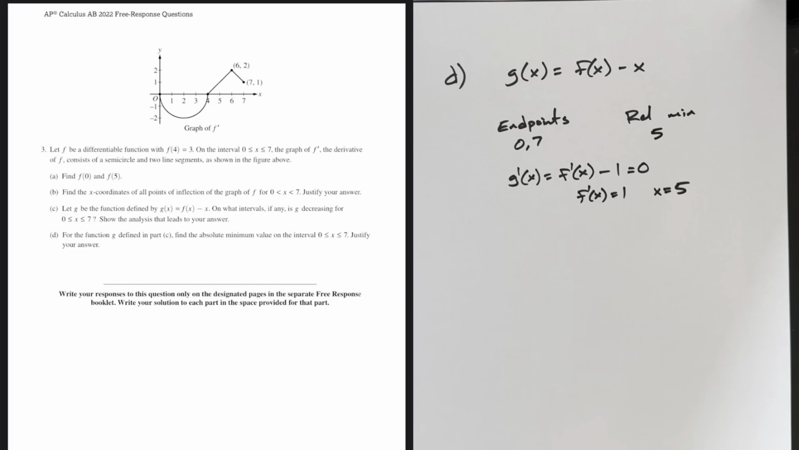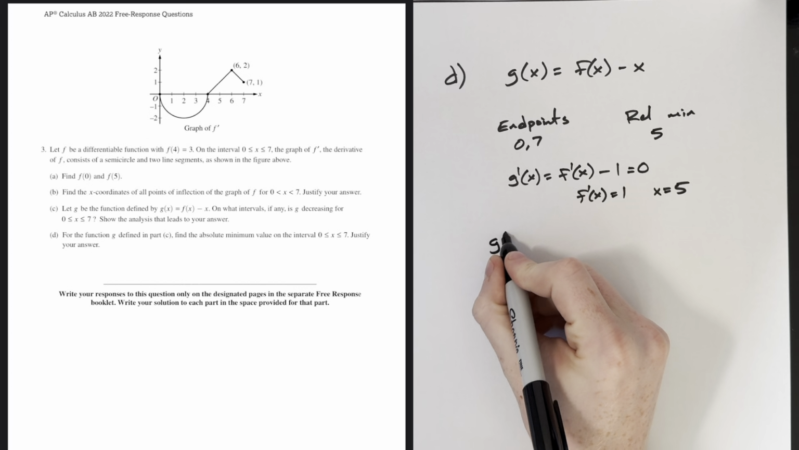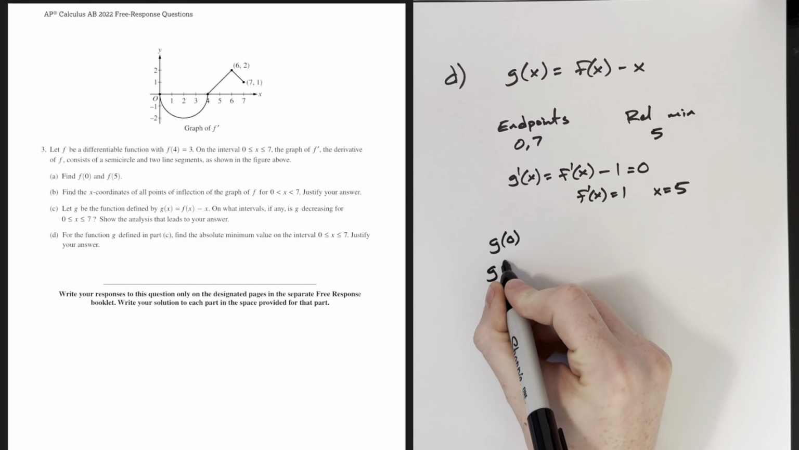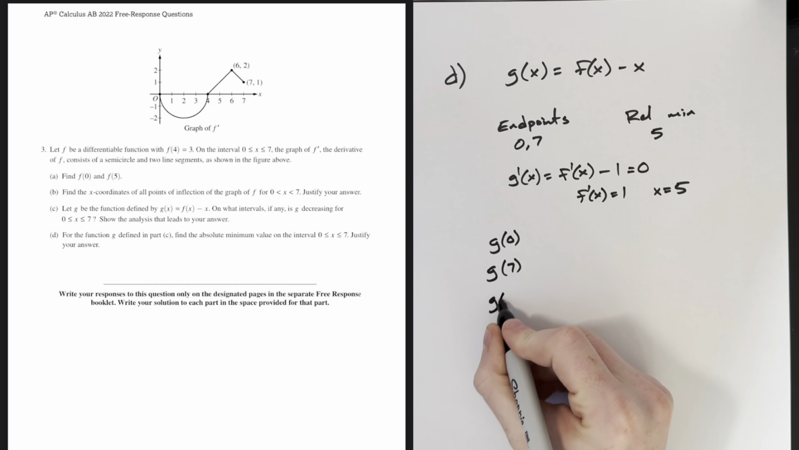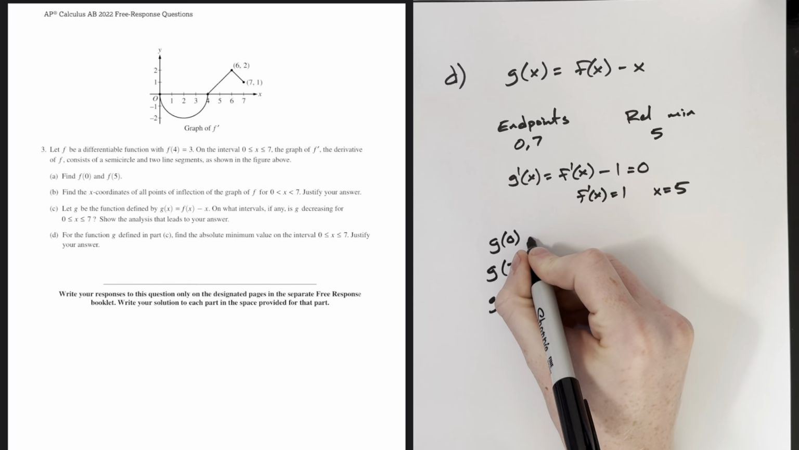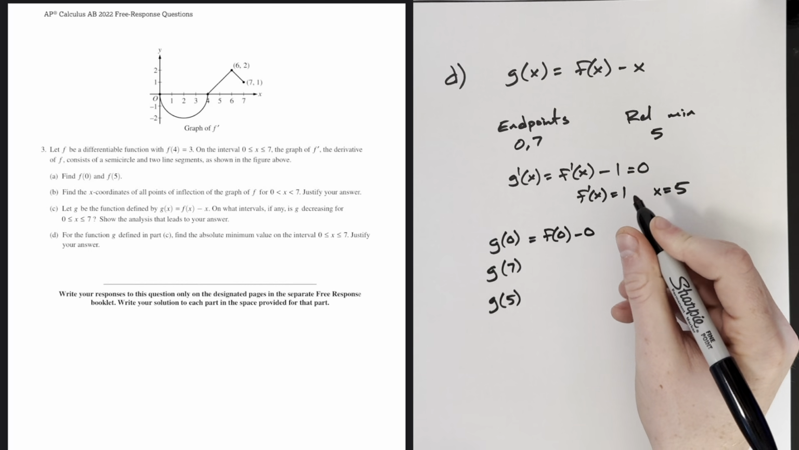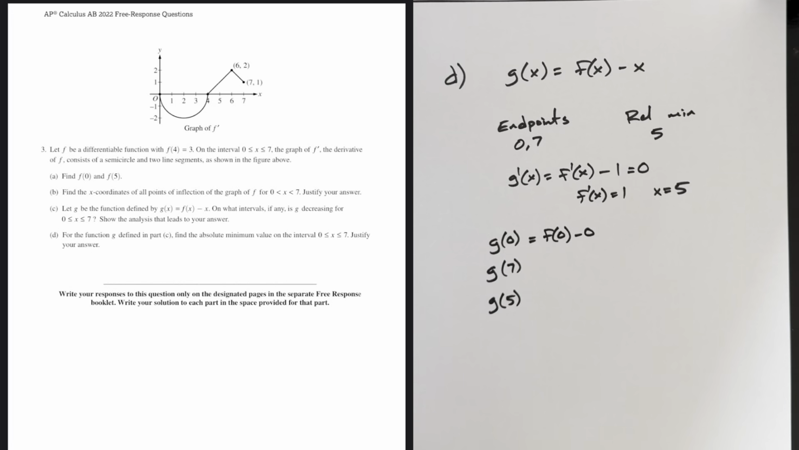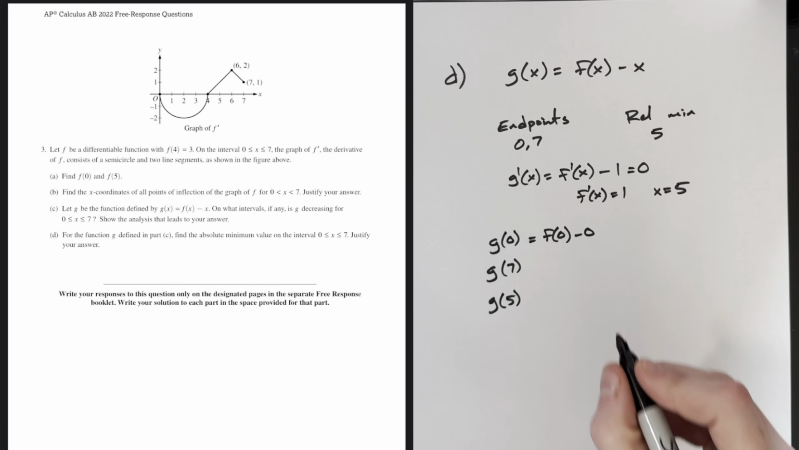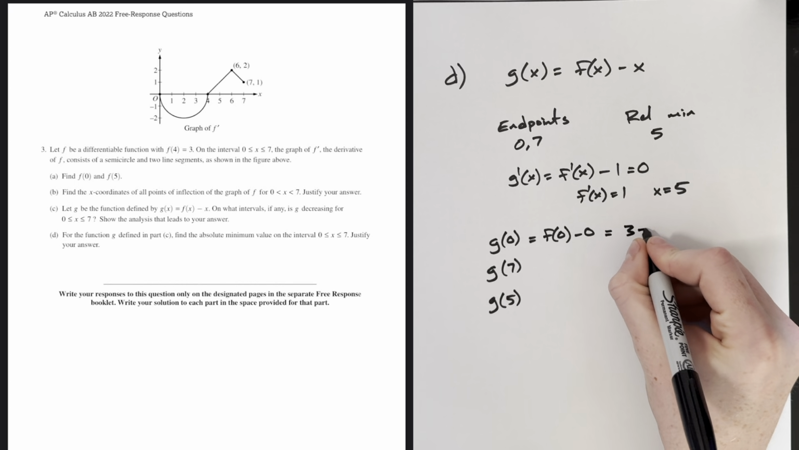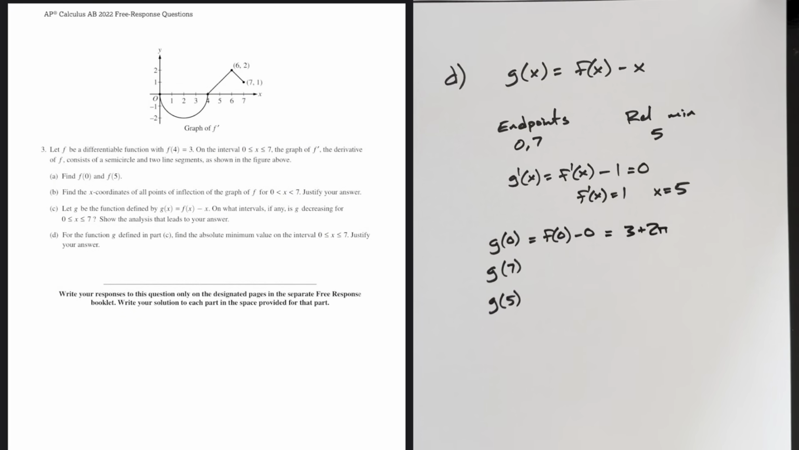So now using the candidates test, I'm going to test all 3 of these points. I'm going to find g of 0, g of 7, and g of 5. Now g of 0 is equal to f of 0 minus 0, just using this f of x minus x. If we go all the way back to part A, we actually solved for f of 0. We said it was 3 plus 2 pi. So g of 0 will also be 3 plus 2 pi, right? Because we're just subtracting 0.